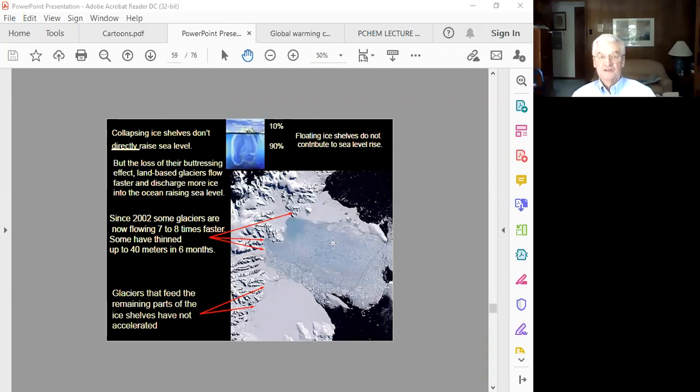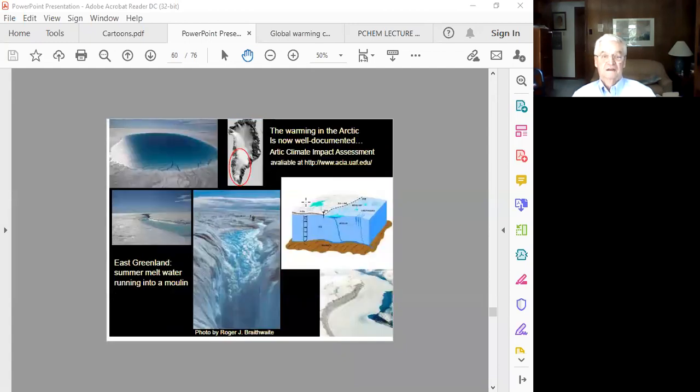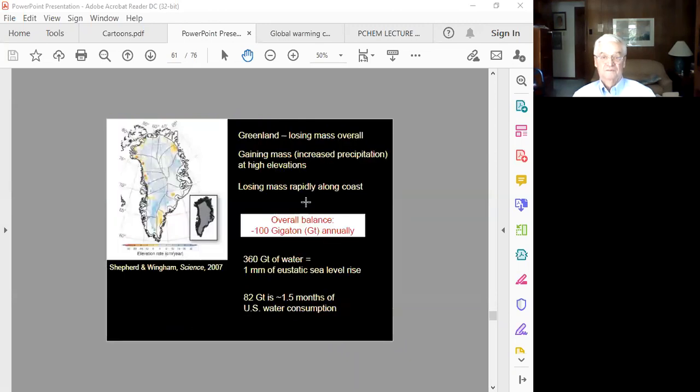Okay, some more pictures of Antarctica. Noting here, this is what I said before: floating ice shelves do not contribute to sea level rise. But when you have ice melting off a landmass, then it's going to increase the overall depth of the oceans. Now he switched to the Arctic and Greenland. Here he has some quantitative measurements.